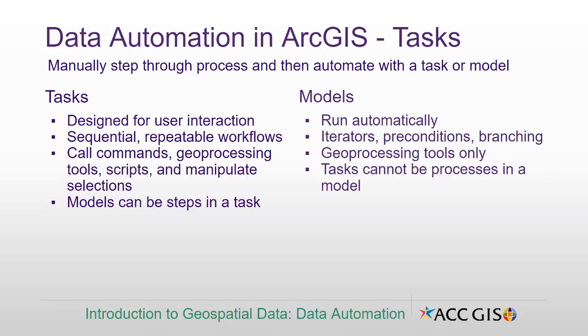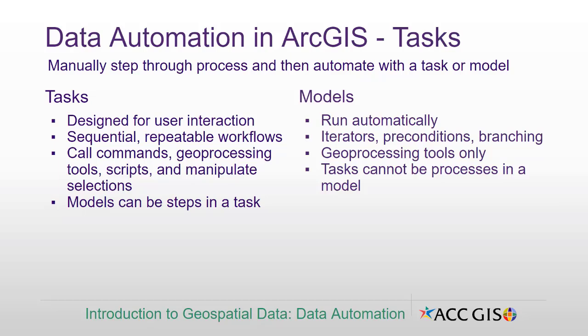Models are really good at running automatically without user interaction. Tasks are best for sequential, repeatable workflows. Models are really great at iterating through a process again and again and again with things like preconditions that you can enter on the front end and branching within the actual run itself.